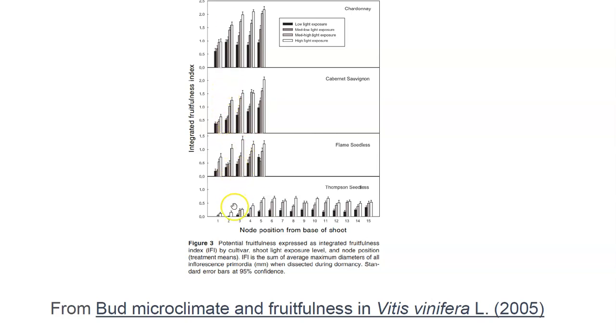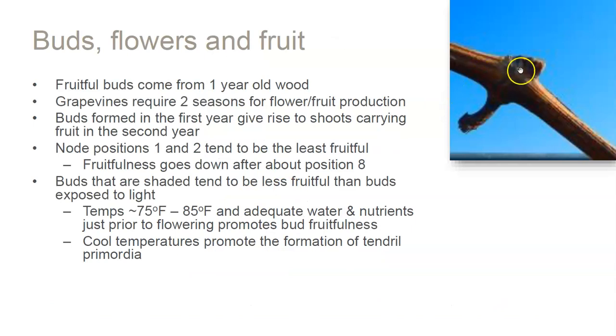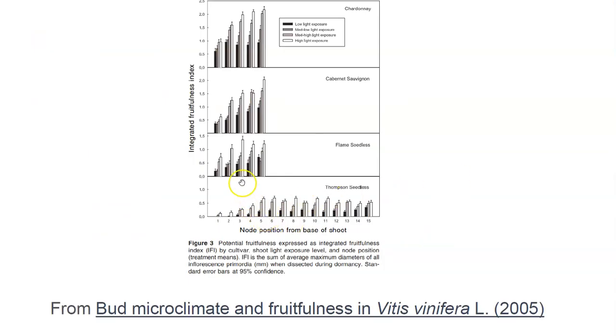The other thing you're seeing here is light exposure. Buds need light. That developing little bud wants to be exposed to a whole bunch of light. If you don't expose it to light, you're going to have infertility issues. Here, this is Chardonnay, low light exposure and high light exposure. And you can see that on nodal position 1, the integrated fruitfulness index roughly doubles. So those things are important.